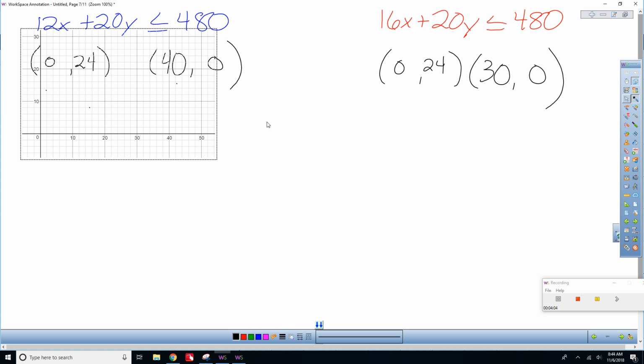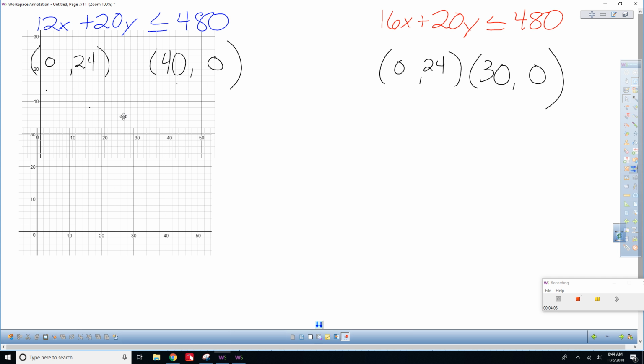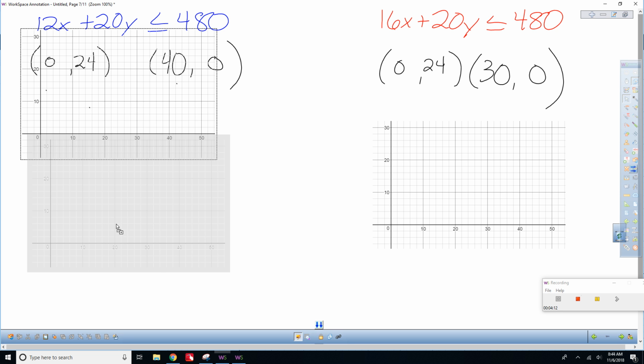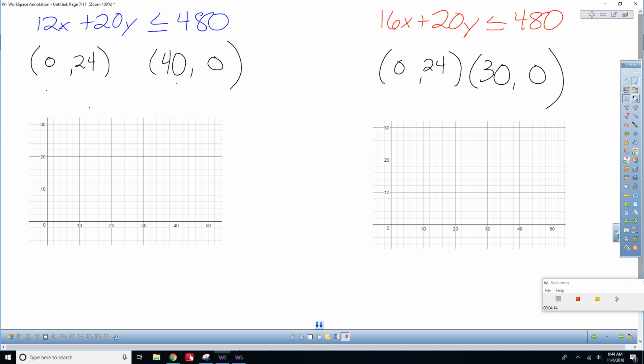Whoops. So one here and one there. All right. So now it's very easy to plot these. We do still have to shade them. We'll make this a blue line. So it goes from 0, 24 to 40, 0, and it is a filled-in line. Okay? This one goes from 0, 24 to 30, 0. Oh, let me undo that. Let's make that a red line.